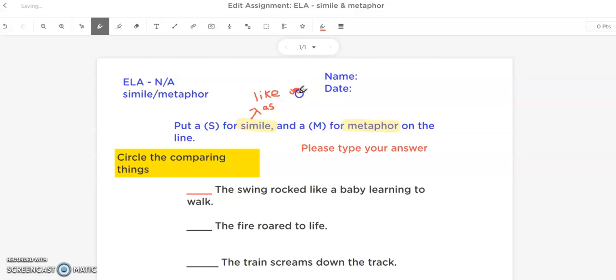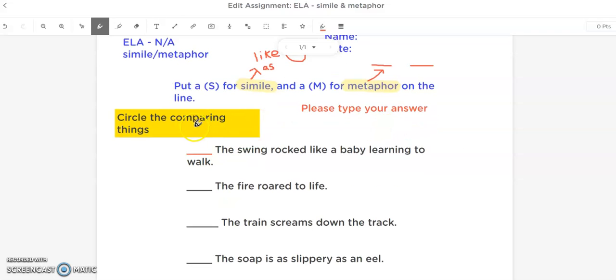Now we have metaphor. Metaphor compares thing one and thing two, and it does not have to use like or as. You won't see like or as for a metaphor. We're still comparing two things, but you won't see the words like or as. So go ahead and write those notes down, or if you already did, let's follow along. We're going to circle the comparing things. Besides typing your answer here, S for simile, M for metaphor, I want you to circle what they're comparing.